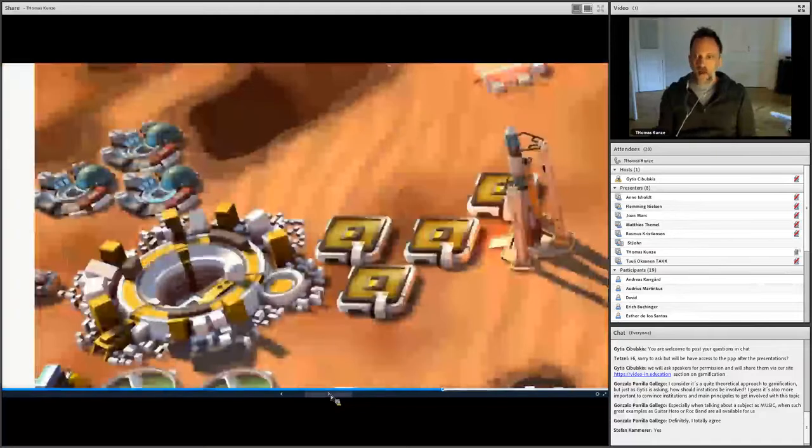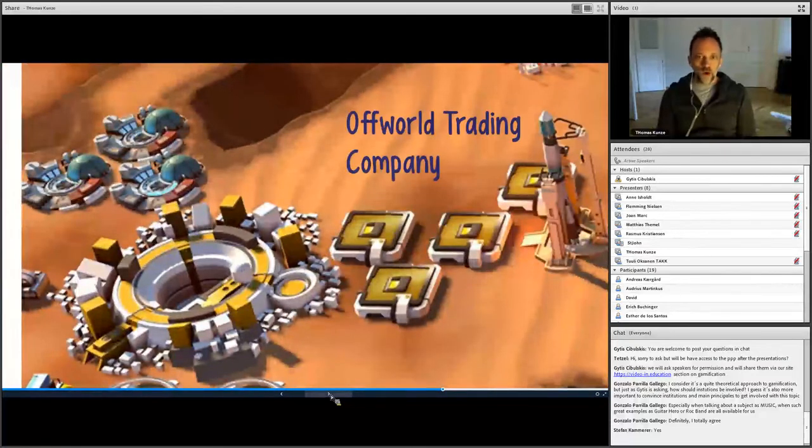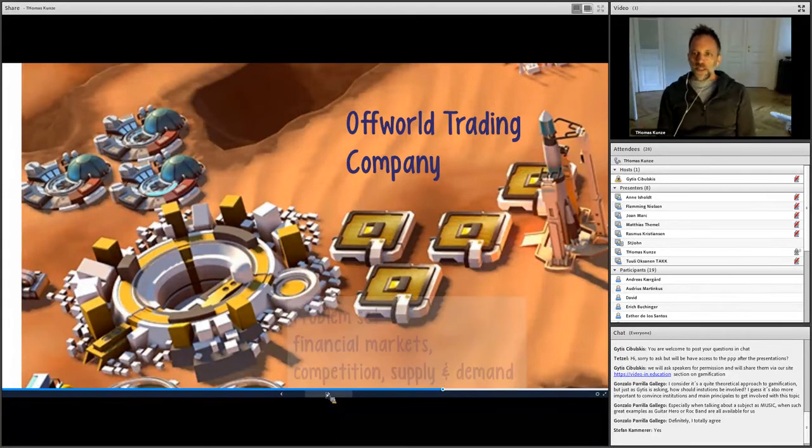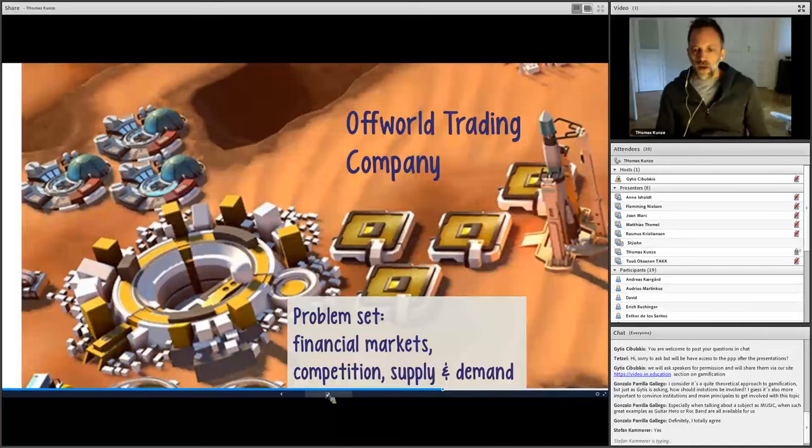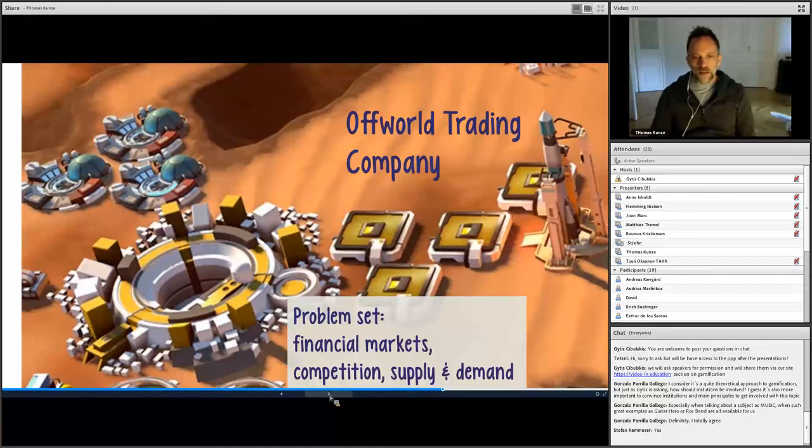And now I'm approaching the last game on my list, which is called Off-World Trading Company. You can see the screenshot here. And Off-World Trading Company is actually a game that can be played in multiplayer. So you play it in a competitive way, but it is not really about shooting or killing other players. It is a problem set within a financial market. So you are competing with others to be the best on an economic level, and you learn a lot about stock markets and supply and demand and so on.